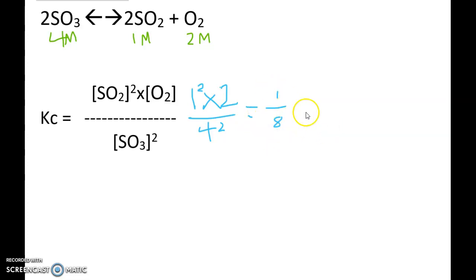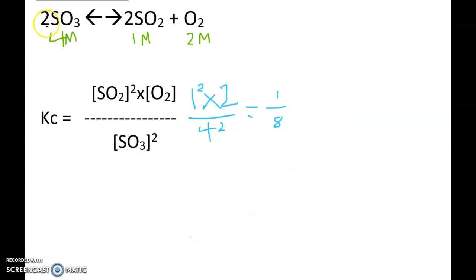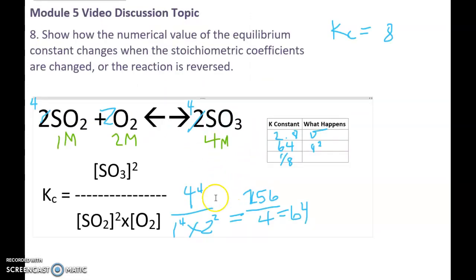So how does this relate to our initial Kc value? What it actually did was it was inverted. So essentially, what you're doing is taking the reciprocal of the original Kc value whenever you reverse the equation. So I hope that makes sense.